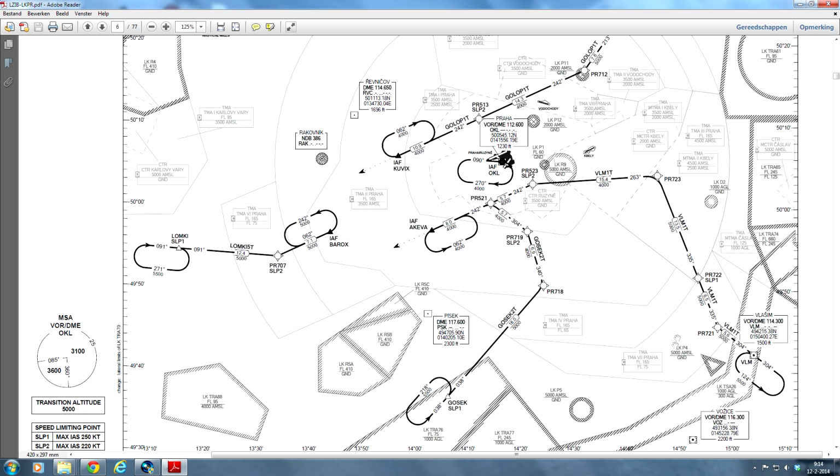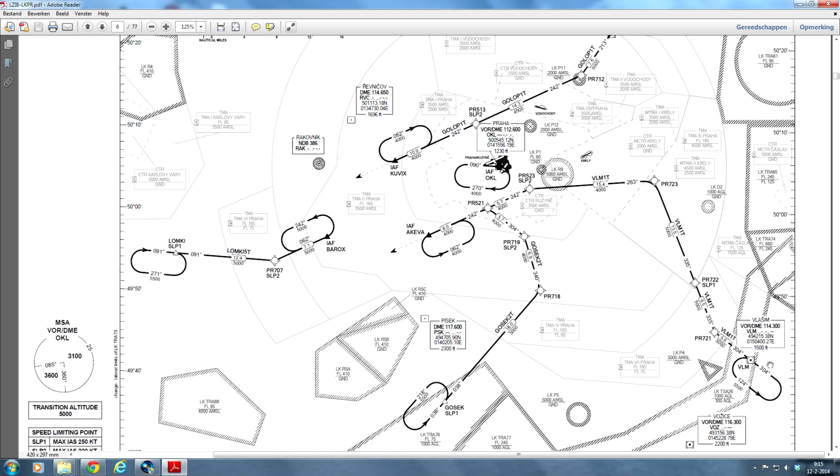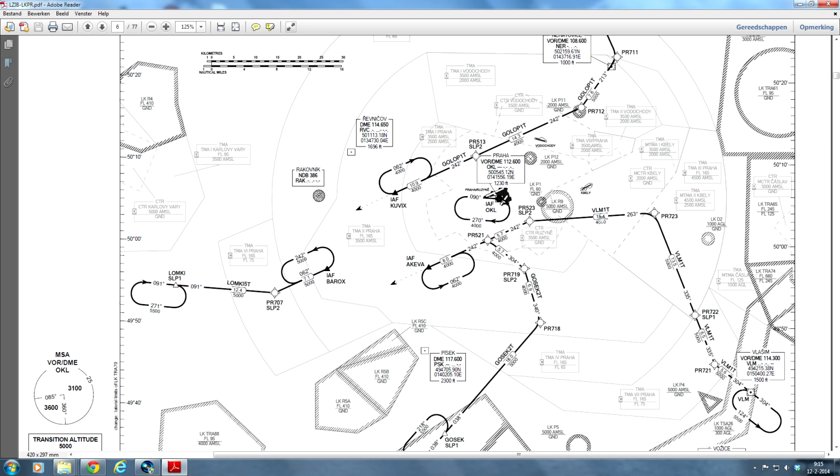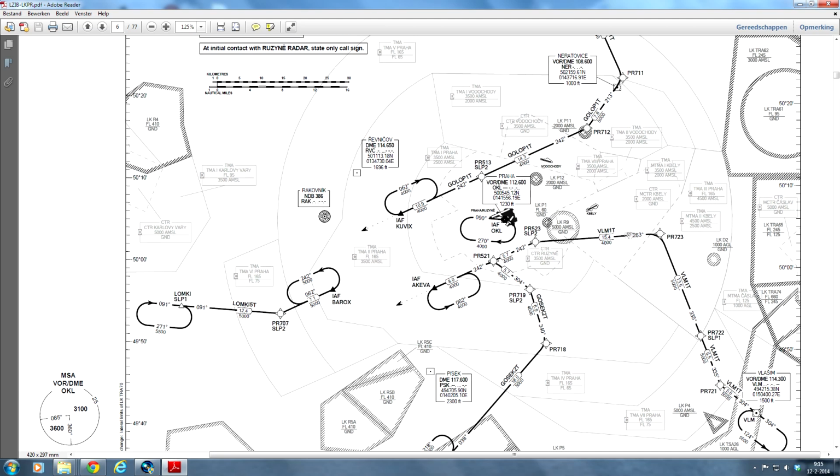Now basically, when you're arriving, you're going to follow this route all the way along through Akeva, this waypoint. It's the initial approach fix, and this is a fix or a waypoint at which you're going to start your approach. Be aware again of all the altitude restrictions along this route, and also the speed restrictions, and you just have to fly this all the way through to this waypoint.